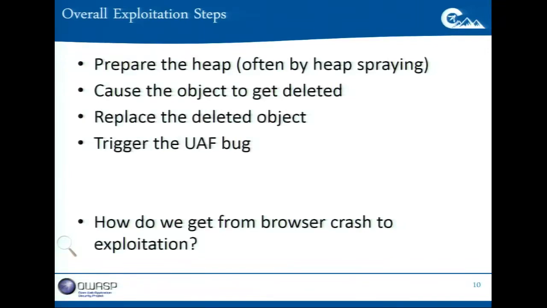Once we've replaced the object successfully, we can then trigger that UAF bug. That means the person who wants that slice of pizza goes to get it at that point, and it's been replaced with a malicious one.